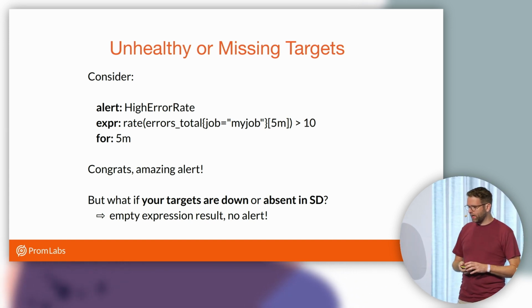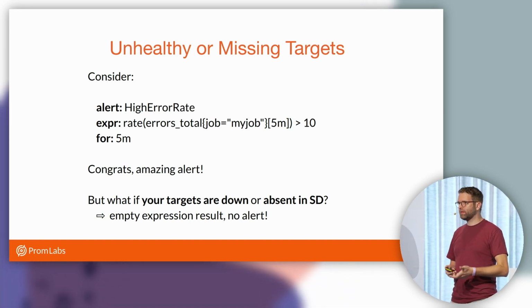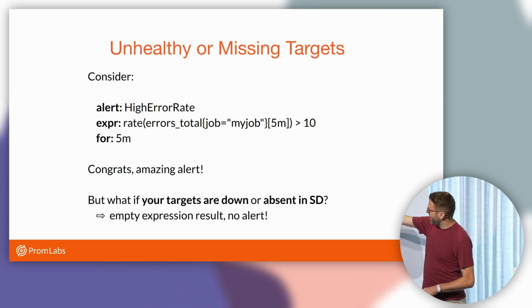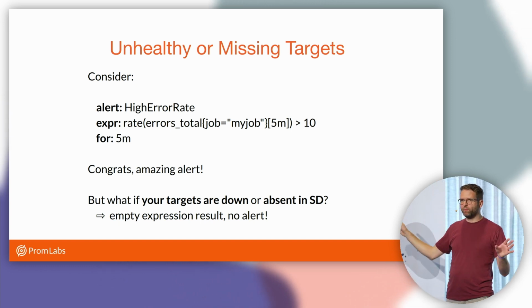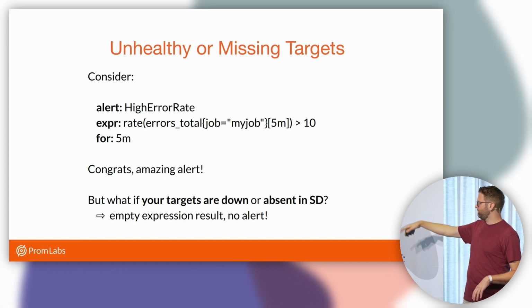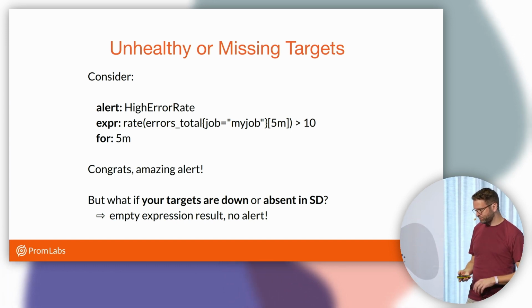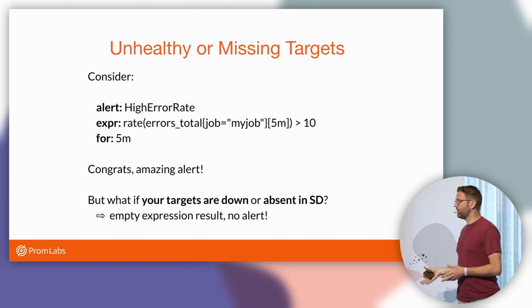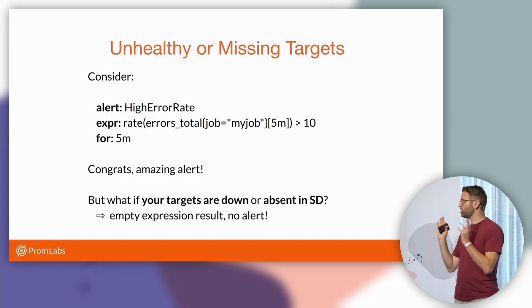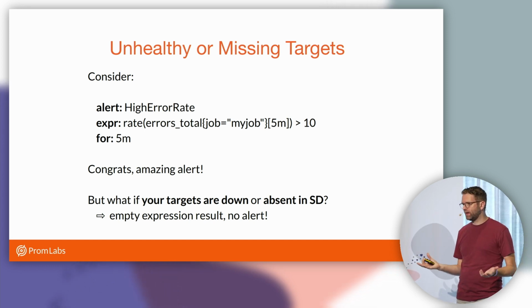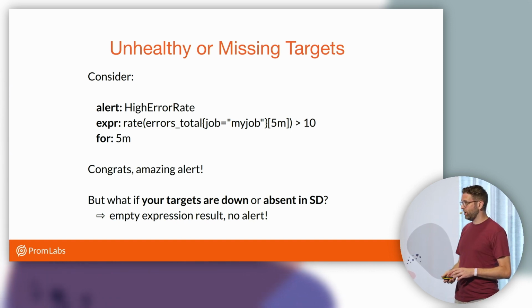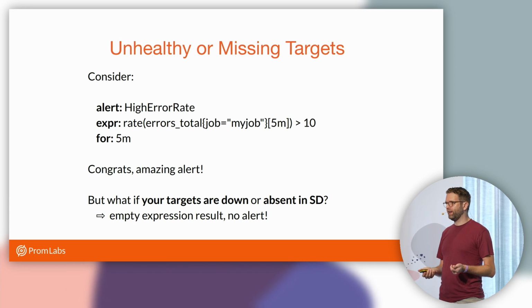That actually works, but what happens if Prometheus cannot actually scrape that service, the job equals my job, at all? Then these errors total time series will not be present at all. So the entire expression actually ends up being empty again. Same if Prometheus isn't even trying to scrape them, because for some reason either your job name is misconfigured or the service discovery is broken, not returning any targets, and so on. Again, you're not getting any results for this alert. It will silently fail and not tell you that something might actually be wrong.